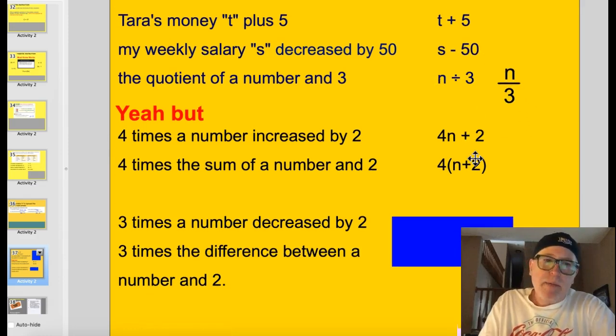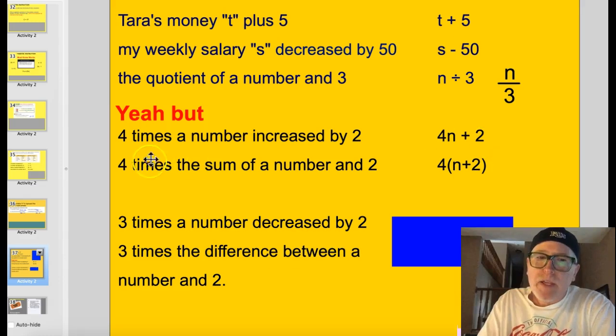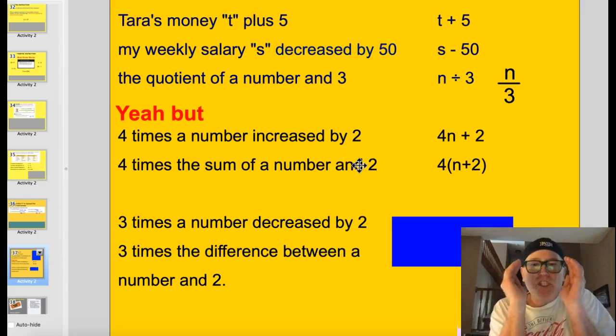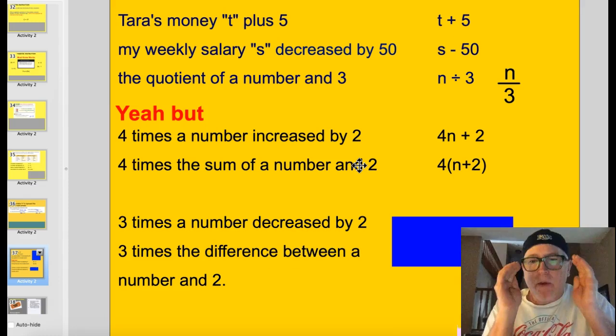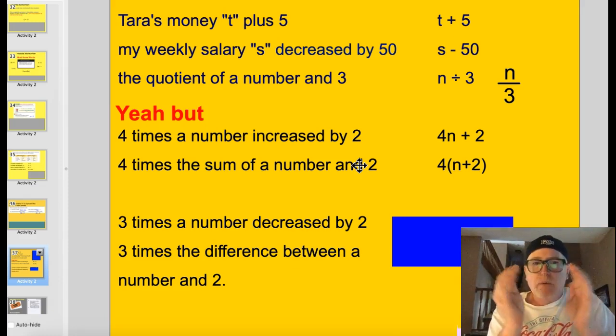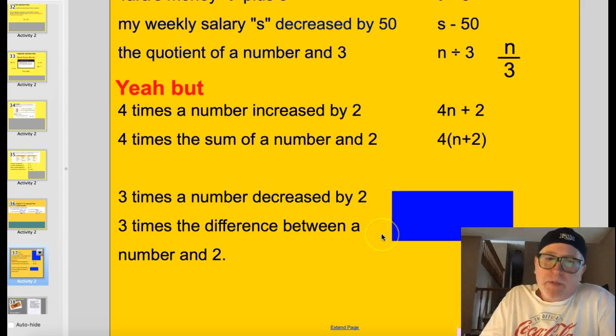All right, here's the yeah, but. Yeah, but 4 times a number increased by 2 is 4n plus 2. 4 times the sum of a number and 2 is going to have a set of parentheses in here. We have to do the sum of the number first. So we're taking 4 times the sum of a number and 2. And you're going to see me do that all the time. You see me do like this in class, you know what I'm talking about. Hey, when you hear the word sum or difference, there's usually a set of parentheses in there. We'll see if you can do one.